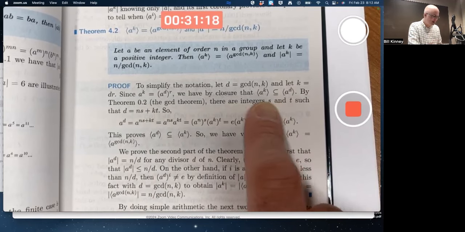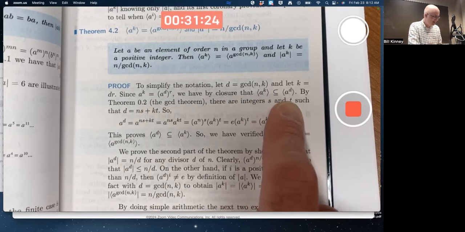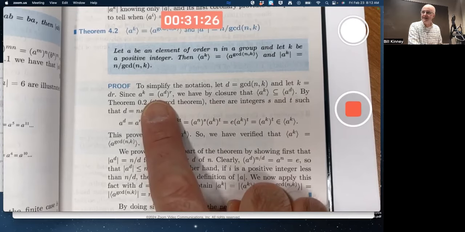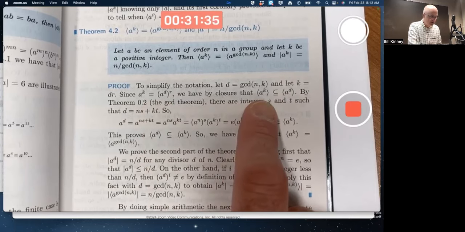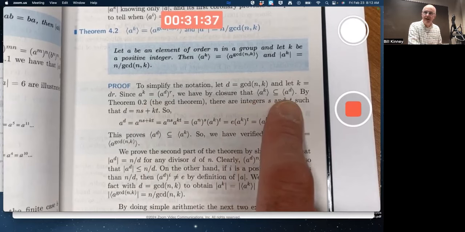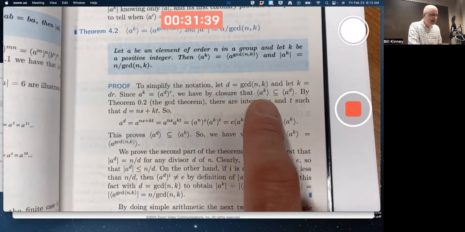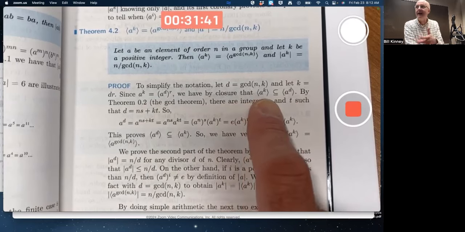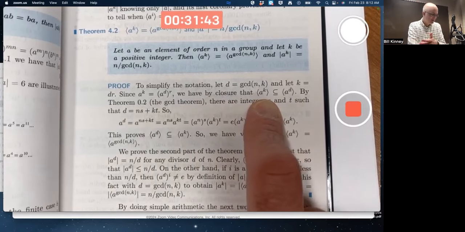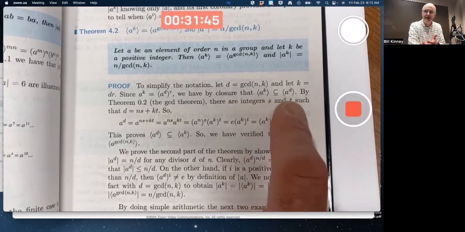In particular, why did this say closure? A to the K itself must be a power of A to the D. Well, that's exactly what that equation says. A to the K is a power of A to the D. So A to the K for sure is in there. Why does he say by closure? Because now every power of A to the K, which by closure will be in here, will also be in here, because this is a subgroup. It's closed.